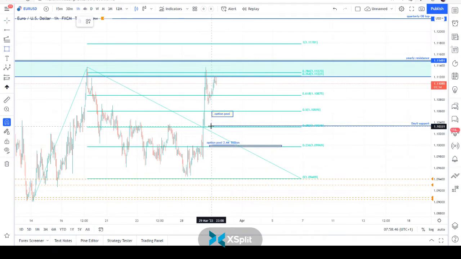So an option pool, what I call an option pool, is an area where we have some options to be taken. Sometimes it's only one level, like here. Sometimes it's a pool defined by two levels, 110.50 to 110.60.